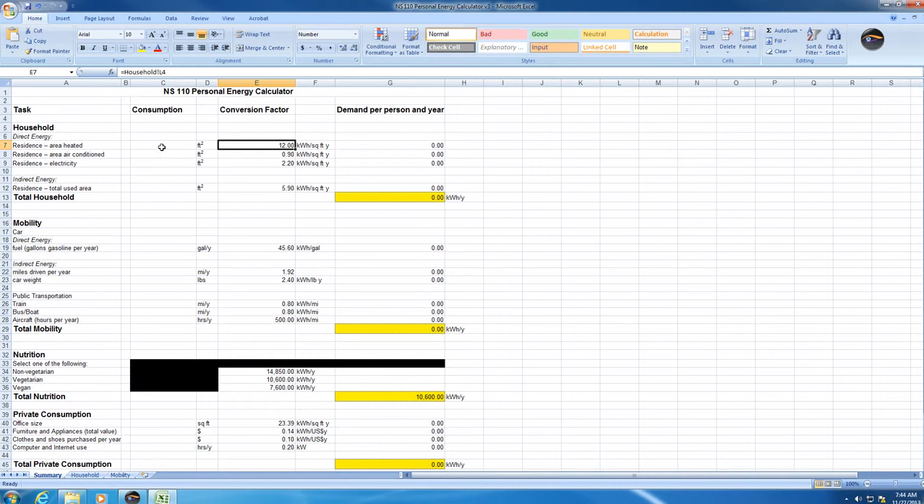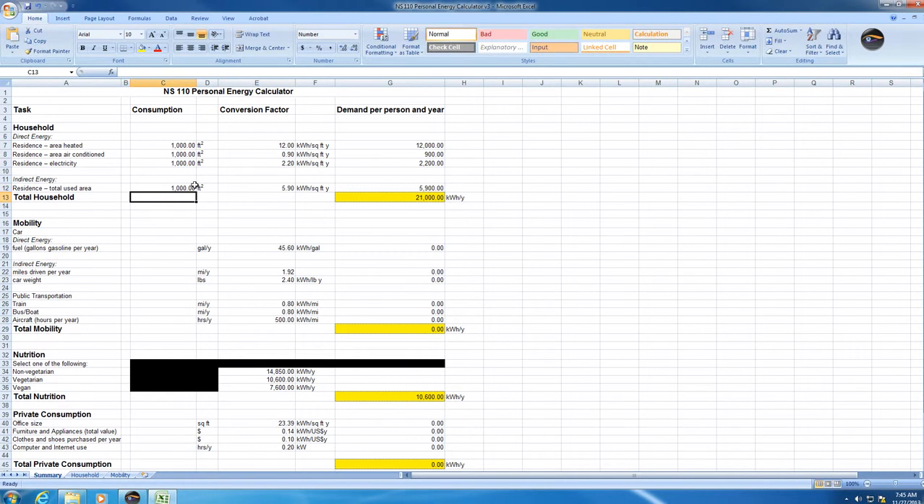So let's say, for example, that our residence is 2,000 square feet. There are 2 of us in the house, and the area heated is the whole house. But that would be 1,000 square feet that is heated, air conditioned, and wired for electricity, and the indirect energy, that is the part of the house that uses energy but we don't necessarily always use all the time, the total used area is 1,000 square feet.